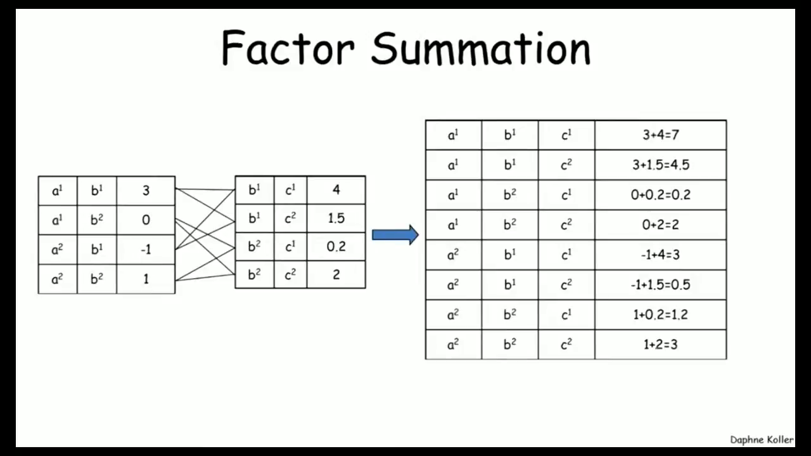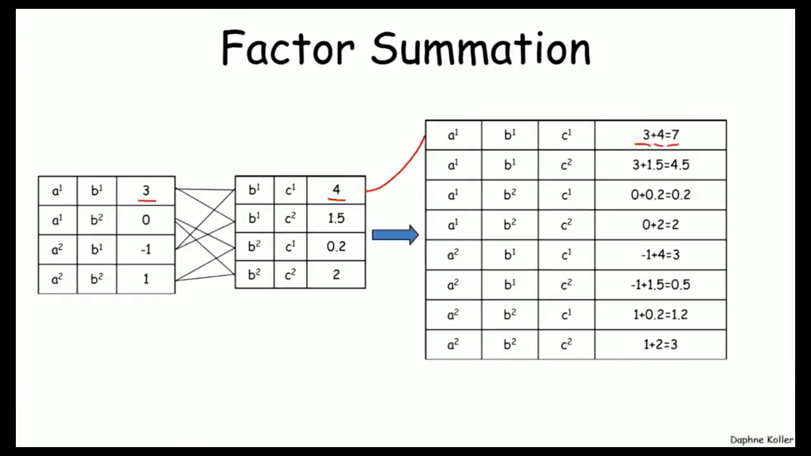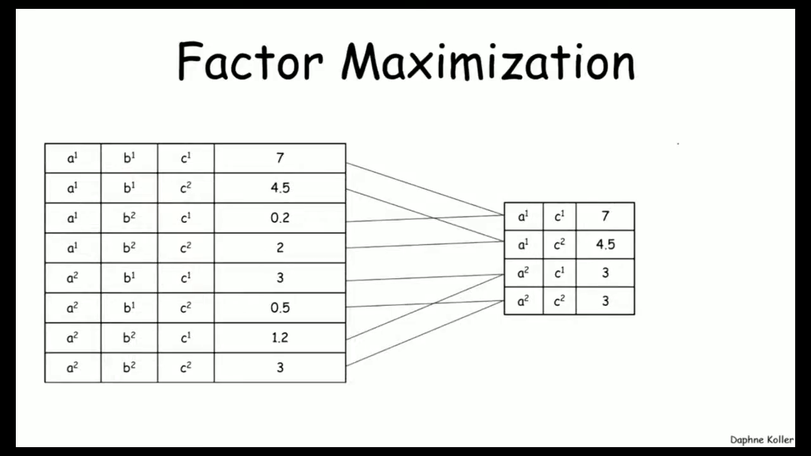So factor summation, a very obvious operation, does exactly what we did here. In the case of factor product, if we want to define the row for A1, B1, C1, we're going to add up the entry 3 from A1, B1, and the entry 4 from B1, C1, and that's going to give me 7. And I can similarly define all of the other entries in the factor summation, which we're showing here on the right. Factor maximization is the same way that we could sum marginalize a factor.